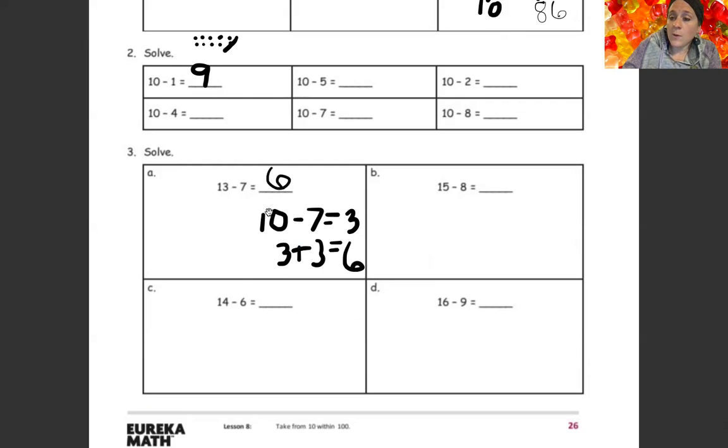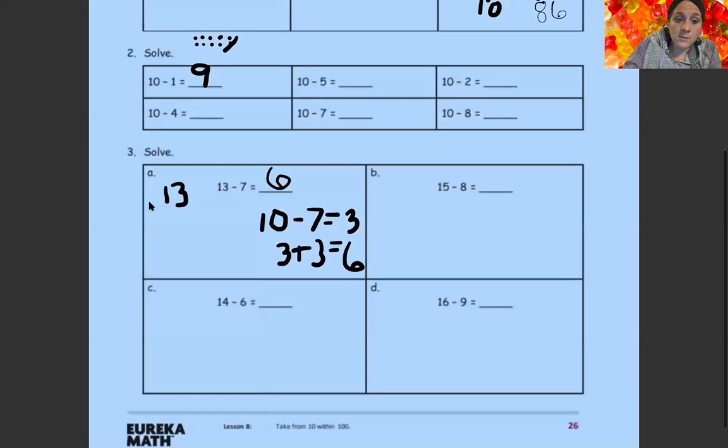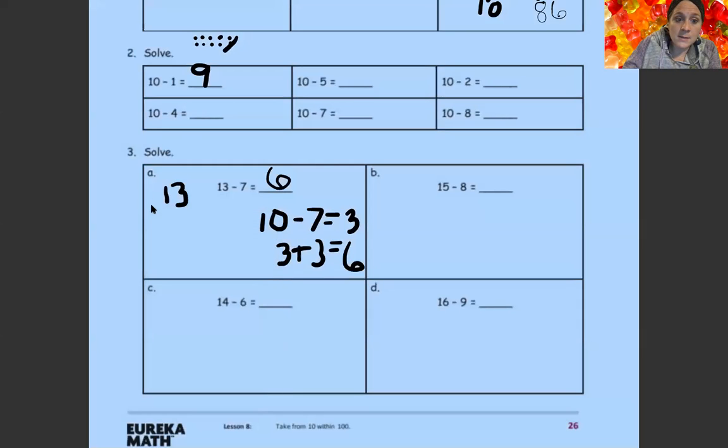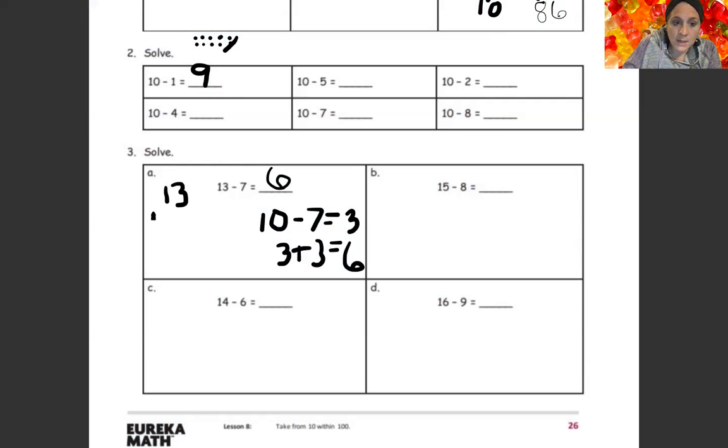Okay, if that way is confusing, guess what? We can also set it up this way. You guys have learned 13 minus 7. Oh, goodness sakes. Here we go. Oh, there we go. Okay. Minus 7.